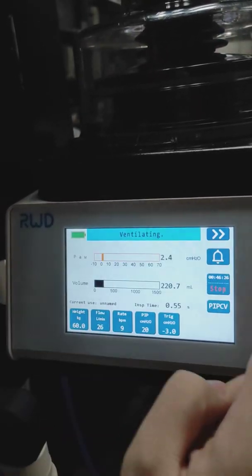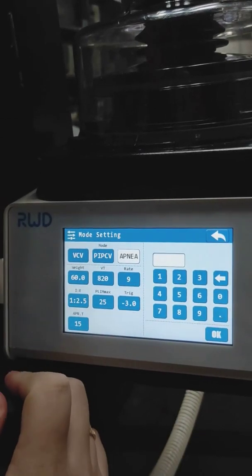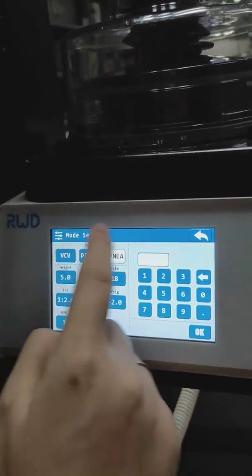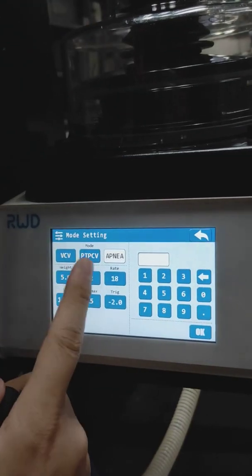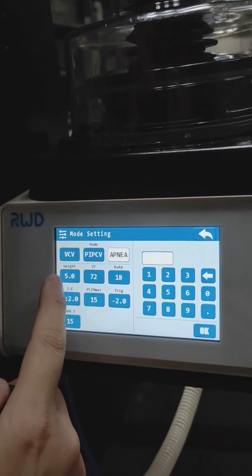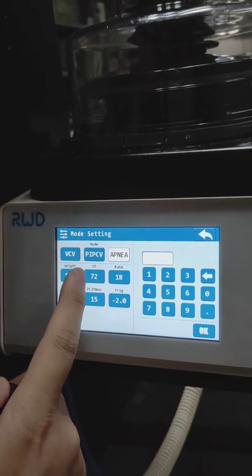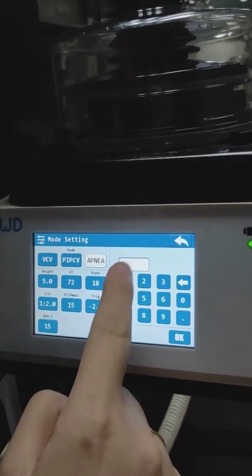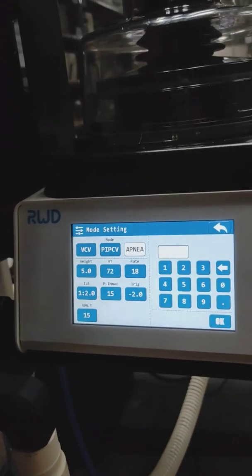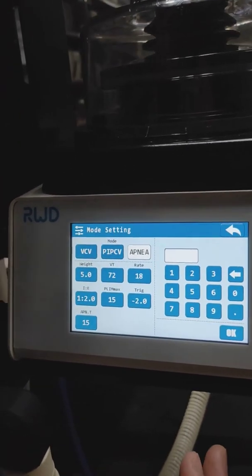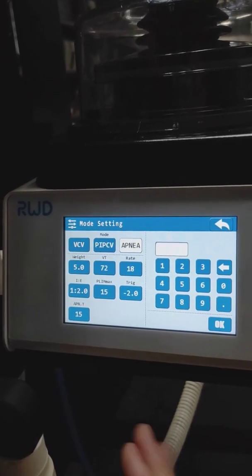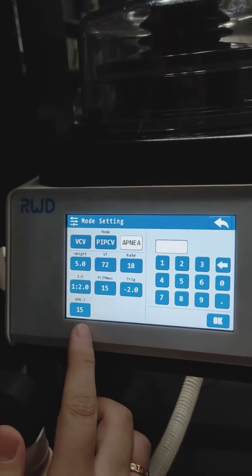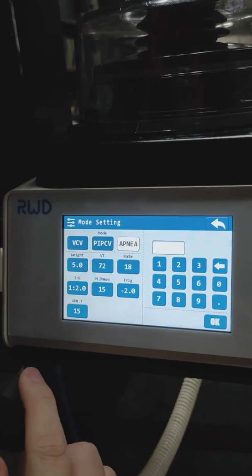And we also have the apnea mode. Under apnea mode, the same thing, we give the animal weight, then the machine will recommend the volume tidal. The difference is that under this mode, the ventilator will detect if the animal has its own breathing or not. If there's no breathing, it will detect for how long there is no breathing. Here we set 15 seconds. So if there's no breathing for 15 seconds, the ventilator will be activated to ventilate the animal.